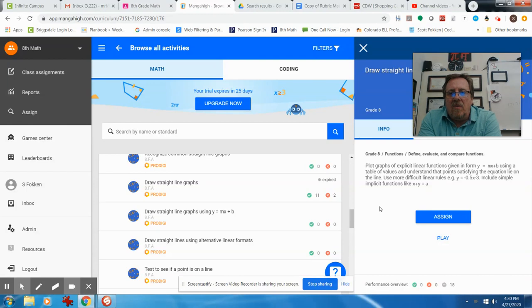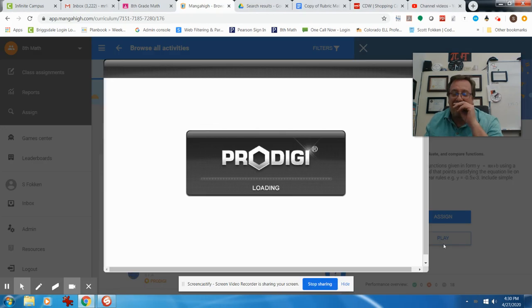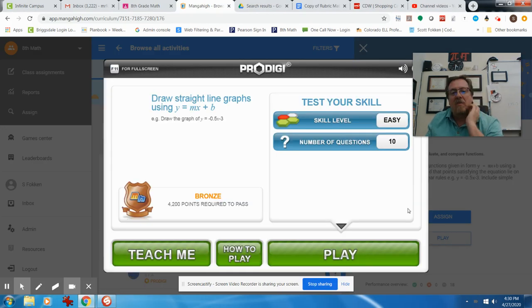Last time you were working on drawing straight line graphs. This time we're going to continue that with drawing straight line graphs using y equals mx plus b. Going to kind of dive right in to see what they want us to do.